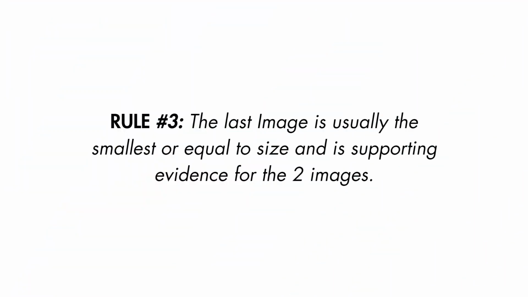On to the next rule. Rule number 3, the last image is usually the smallest, or equal in size, and is supporting evidence for the 2 images. And that looks like something like this. Here we have this layout: the largest image, the secondary image, and then the last image, which is usually the smallest.